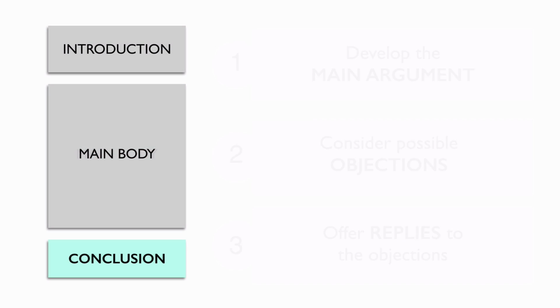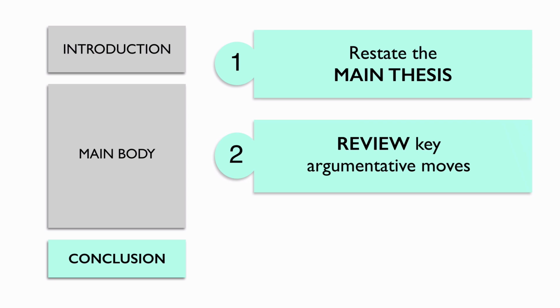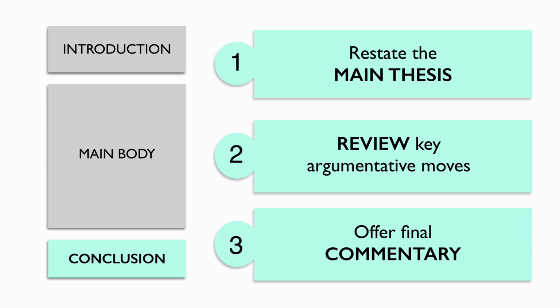Now, in the concluding section of the standard academic essay, you're expected to restate the main thesis, review and summarize the key argumentative moves you made in the essay, and if you want, you can offer some final commentary on the topic. These elements of the concluding section become more important and more prominent as essays become longer and more professional. If you look at articles written for academic journals, you'll find that these elements are standard. So these are the conventional rules for organizing an academic essay.